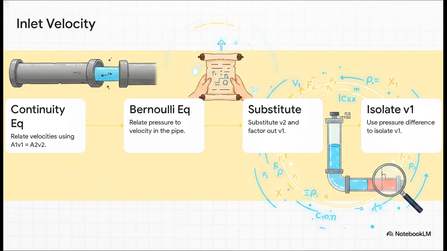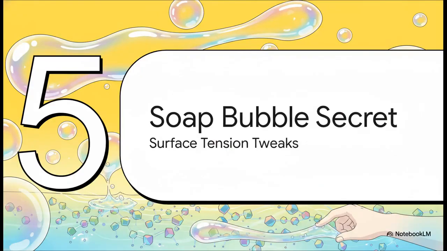If you swap in your velocity relationships and factor out your initial velocity V1, you connect it straight to the pressure difference. And we can measure that pressure drop super easily by just looking at a height difference h in a U-tube manometer. By doing that, you perfectly isolate the inlet velocity. You're basically reading how fast the fluid is rushing through a hidden pipe just by looking at a liquid level in a tube. And finally, Section 5, the soap bubble secret.